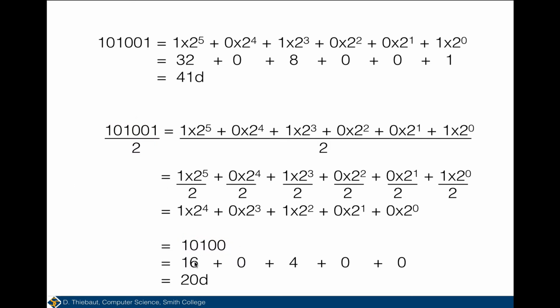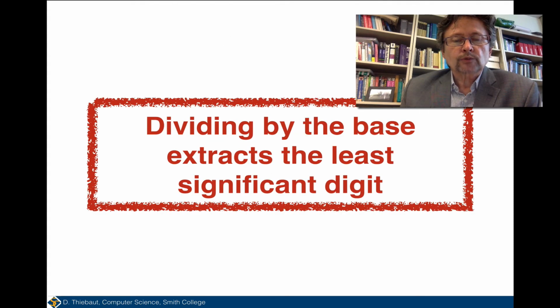So, and if you expand that, that's 16 plus 0 plus 4 plus 0 plus 0. That's 2 to the 0 plus 2 to the 1 plus 2 to the 2nd, 2 to the 3rd, 2 to the 4th, multiplied by the correct factor. 16 plus 0 plus 4. 16 corresponds to this one. 4 corresponds to this one. And the total is 20. So 41 decimal divided by 2 is 20. That's what we were expecting. And we've lost the least significant bit because I'm only interested in integer division. So I hope that makes sense. So the rule is dividing by the base extracts the least significant digit of a number.